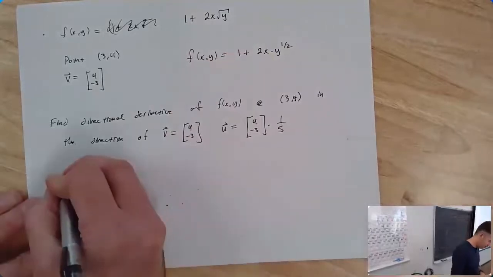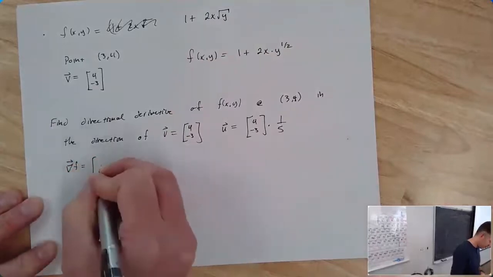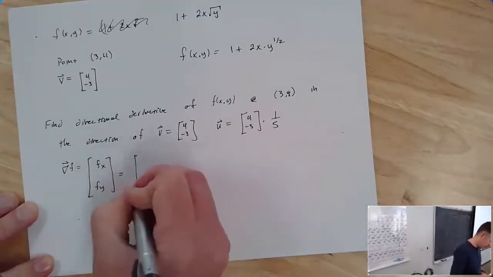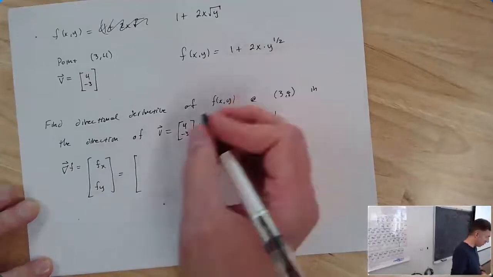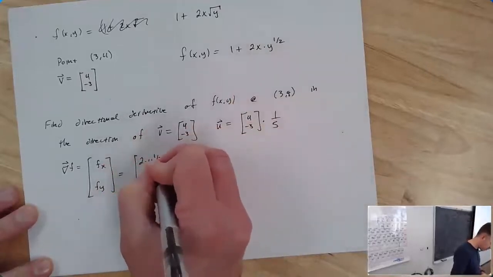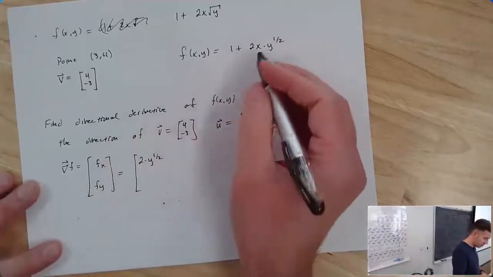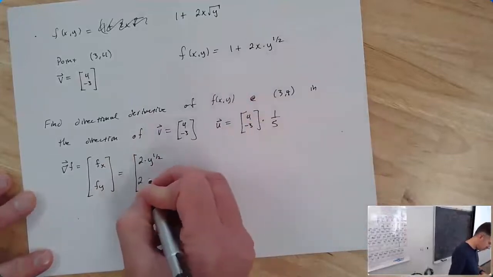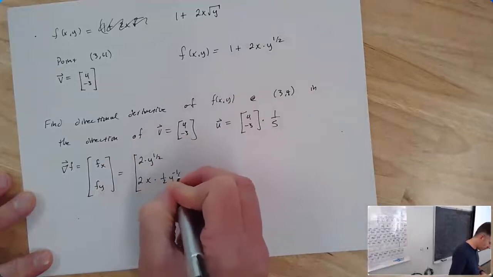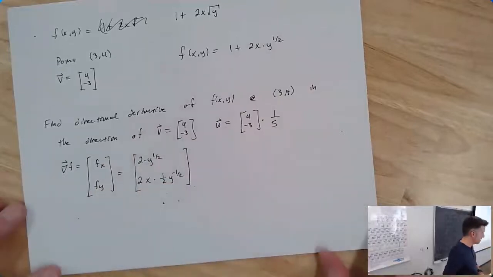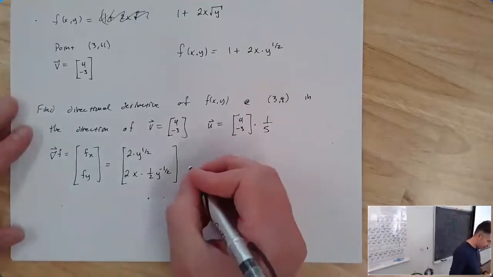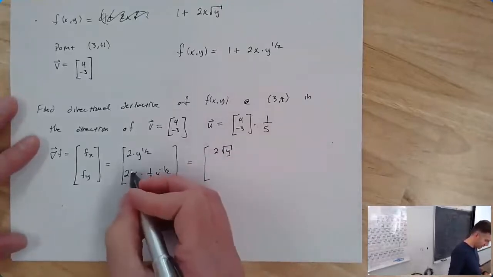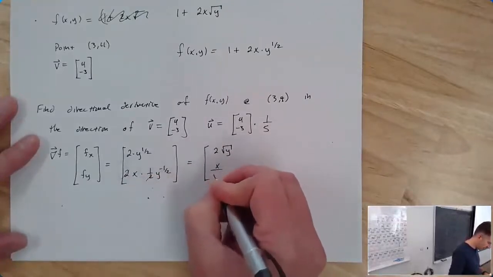So the gradient of f is the partial with respect to x, the partial with respect to y. The partial with respect to x is just 2y to the 1/2, if you prefer, 2 times the square root of y. And the partial with respect to y is 2 times x times 1/2 y to the negative 1/2. It might be worth our while to simplify this just a tiny bit to make it easier to plug things in. I might write this as 2 times the square root of y, and this part, canceling the 2's, as x divided by the square root of y.